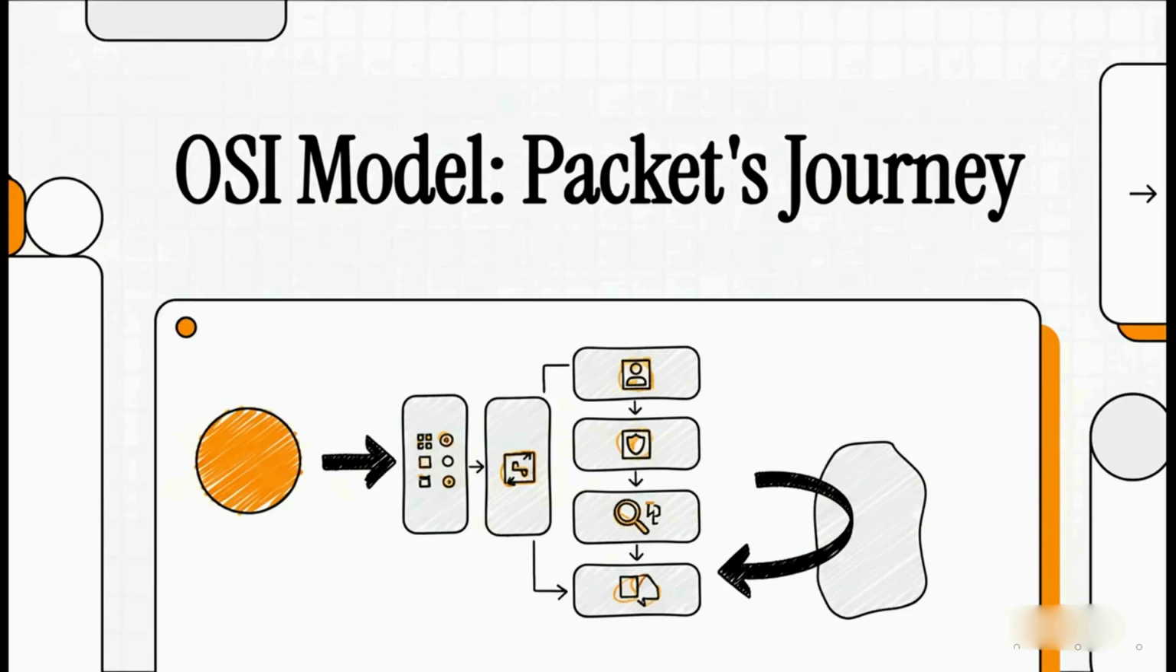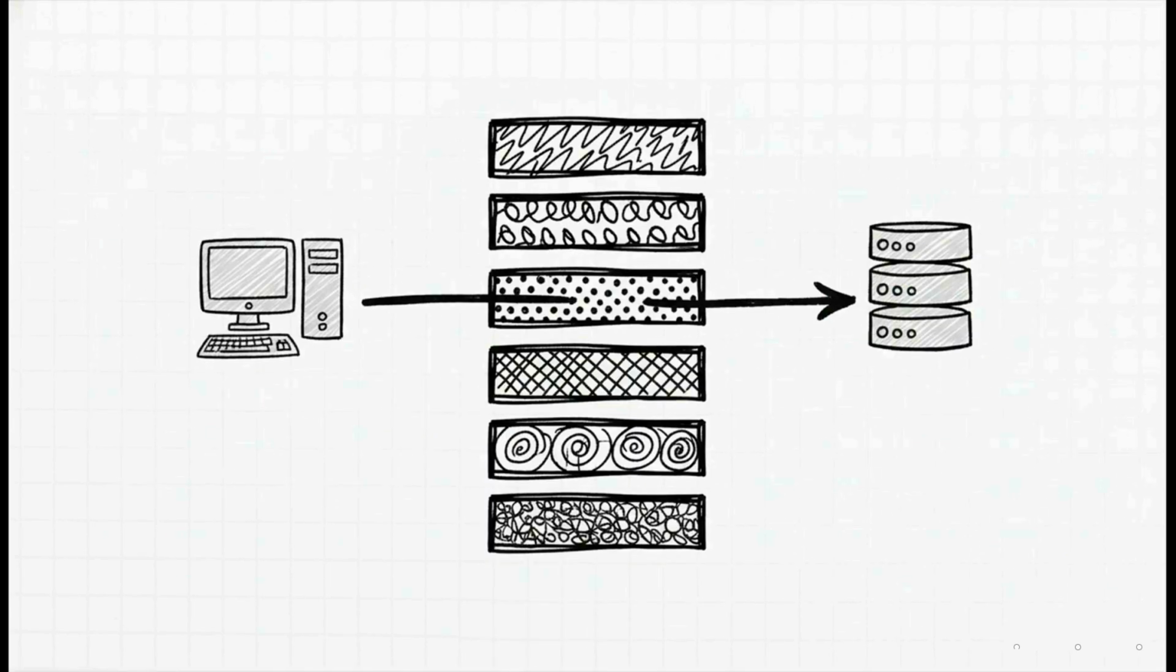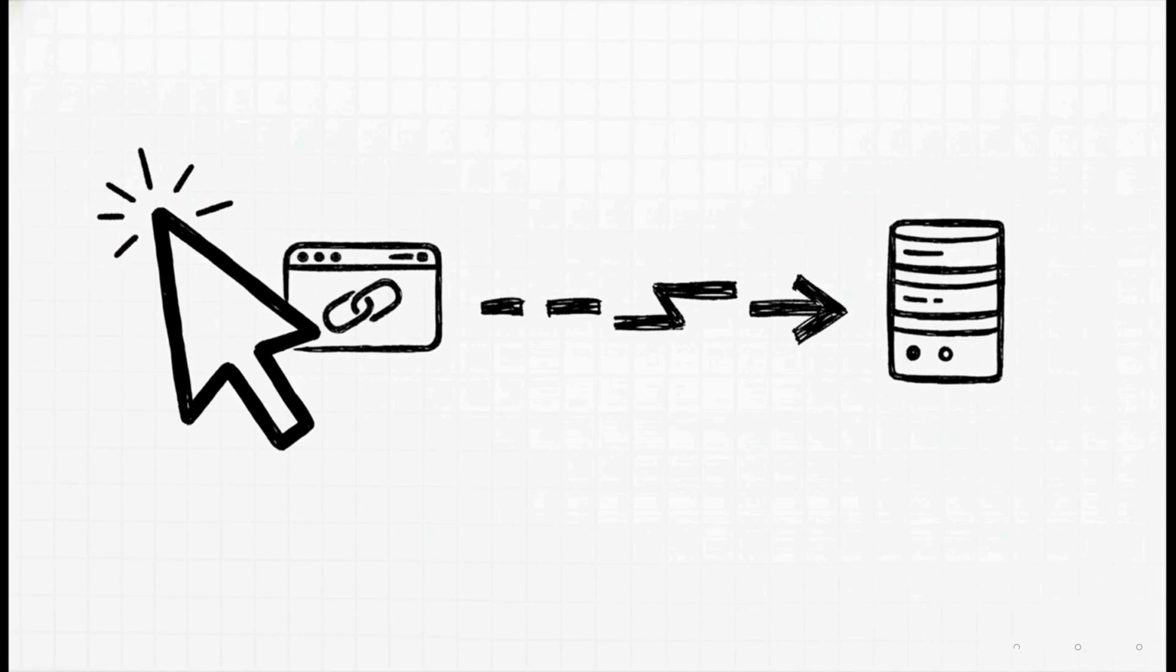Okay, let's follow a single piece of data on its wild journey through the OSI model. It feels instant, right? But it's actually a super complex trip for your data. And that trip happens through 7 layers. It's all part of something called the OSI model. So, let's start right at the beginning. The moment you click that link.